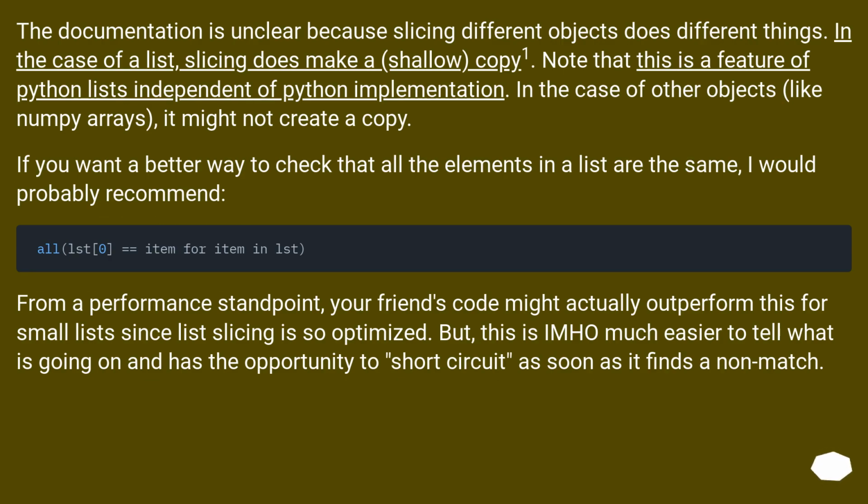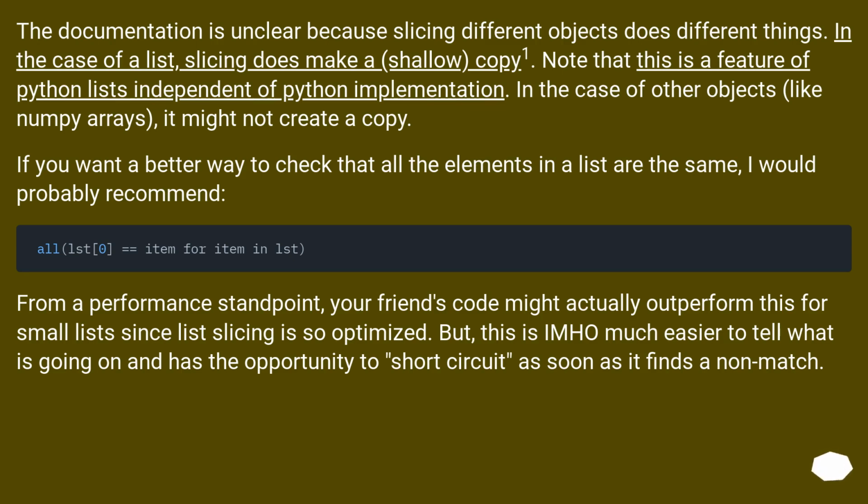The documentation is unclear because slicing different objects does different things. In the case of a list, slicing does make a shallow copy. Note that this is a feature of Python lists independent of Python implementation. In the case of other objects, like NumPy arrays, it might not create a copy.